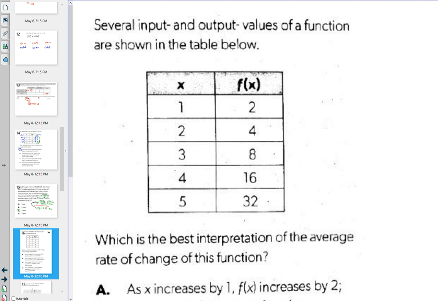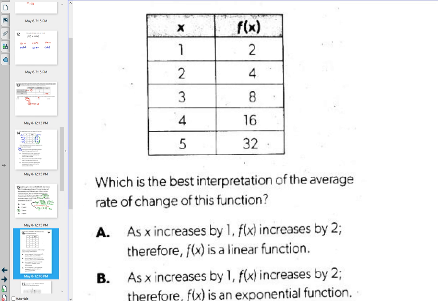Several input and output values of a function are shown in the table below. Which is the best interpretation of the average rate of change of this function? All right, notice how the x's are all going up by 1. Average rate of change means slope. Let's look at the y's. Can you guys tell what the y's are doing? They're being multiplied by 2, which means it's exponential. And the common ratio is 2.